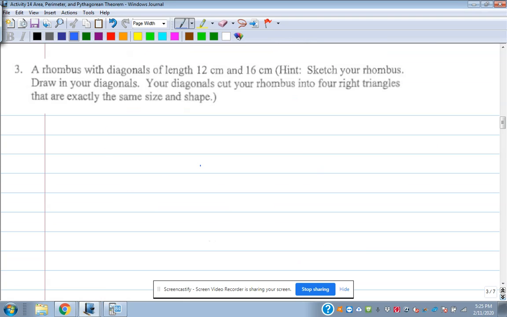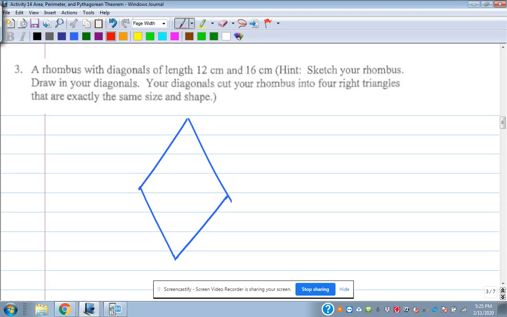So a rhombus with diagonal lengths of 12 centimeters and 16 centimeters. You could draw this to scale, but we're not going to. I'm going to draw a rhombus in which the sides are all the same length. But I'm just going to make it a little squished here. Trying to make them the same. That's pretty close to the same length.